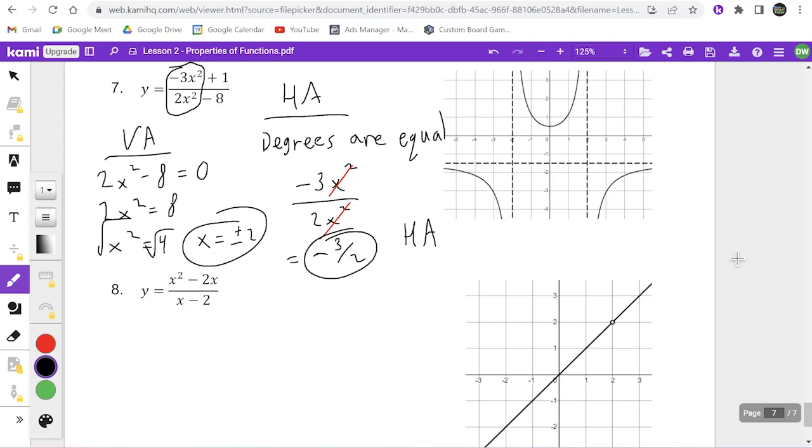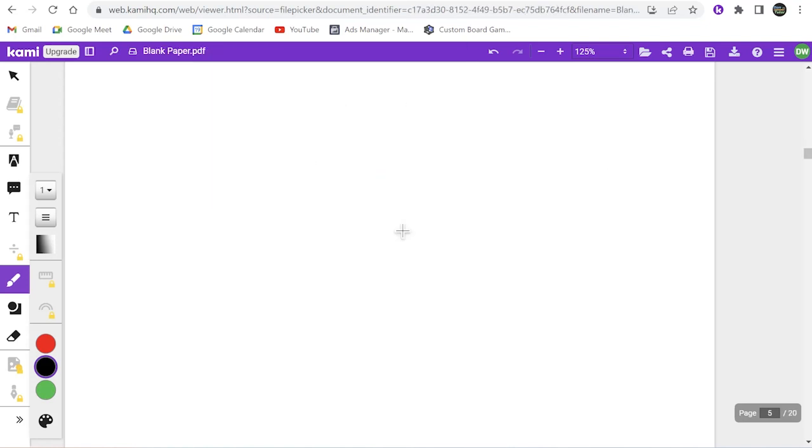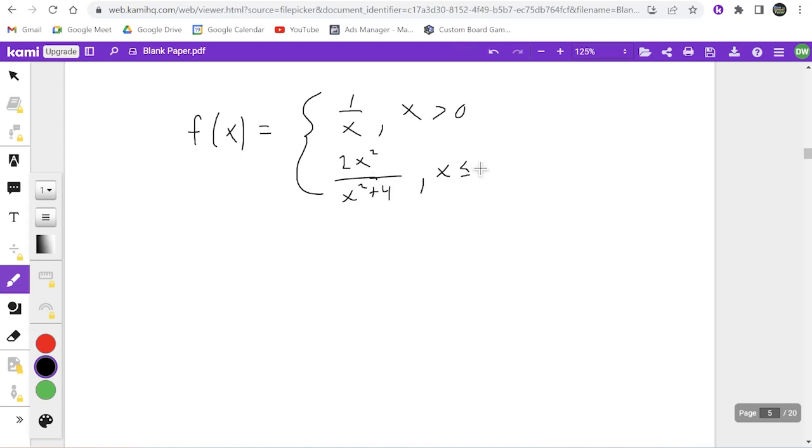Yeah, I don't expect you to know the answer. And by the way, it's almost like a trick question, but it is what it is. So the first way you can do it is if you have something called a piecewise function. A piecewise function is those functions that look like this, and let's say you have 1 over x when x is greater than 0, and you have 2x squared over x squared plus 4 when x is less than or equal to 0.